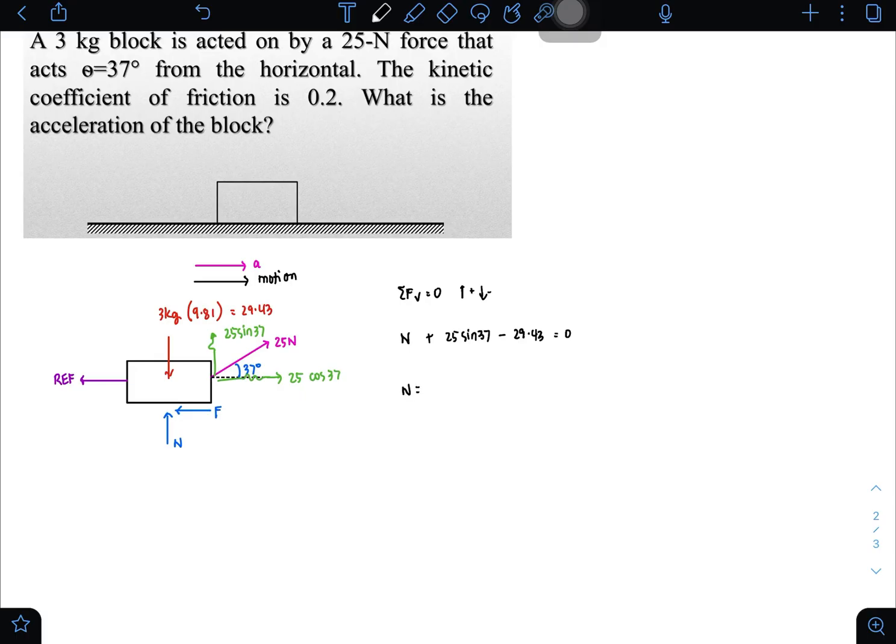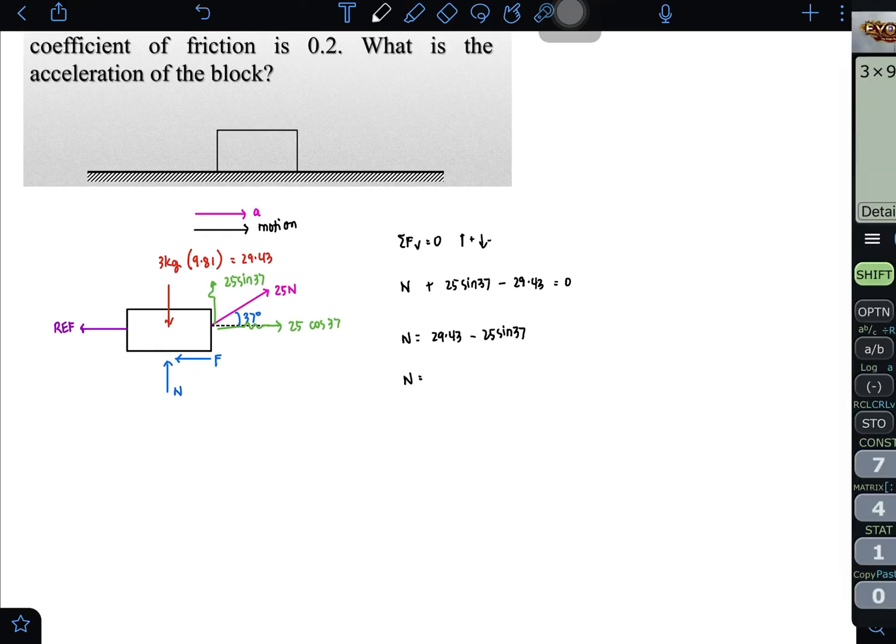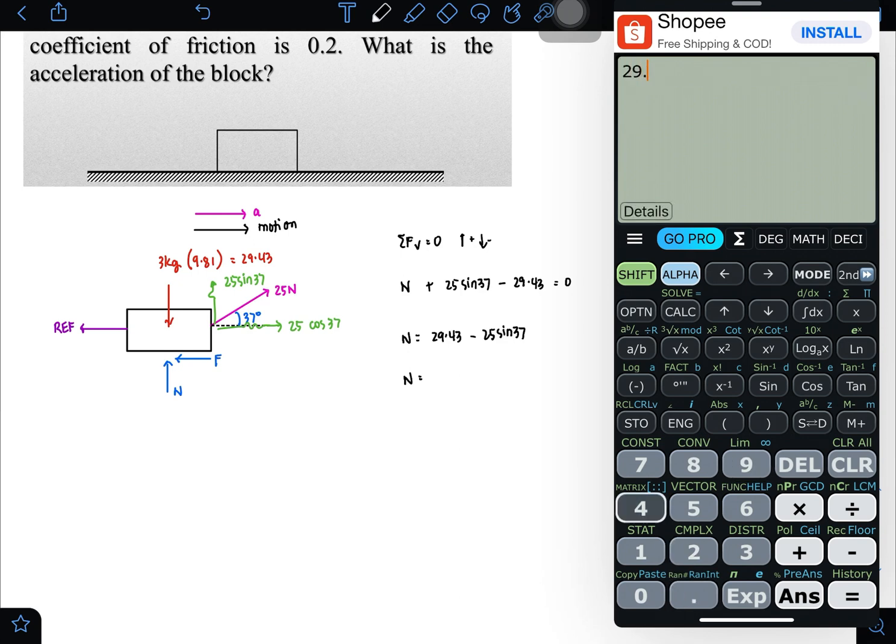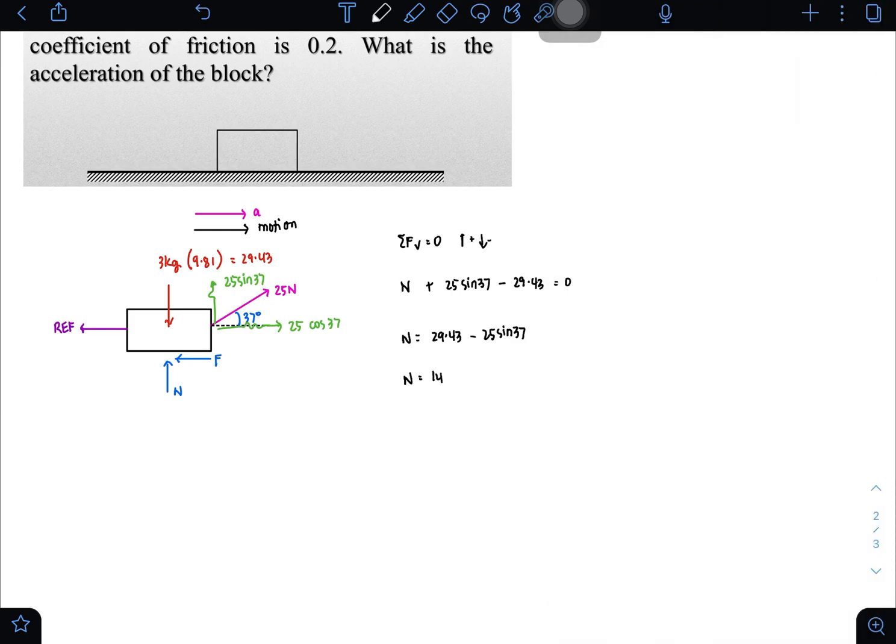So with this, we're gonna have 29.43 minus 25 sine of 37. So this is now our normal force. That's 29.43 minus 25 sine of 37. So that's 14.384 newtons.